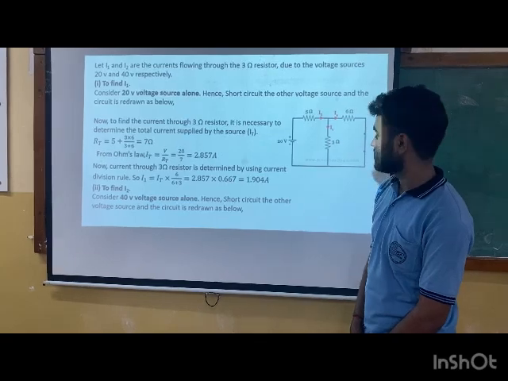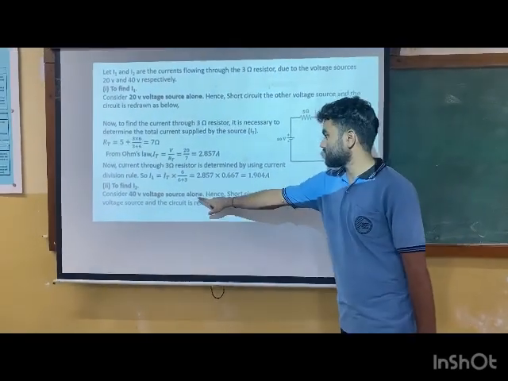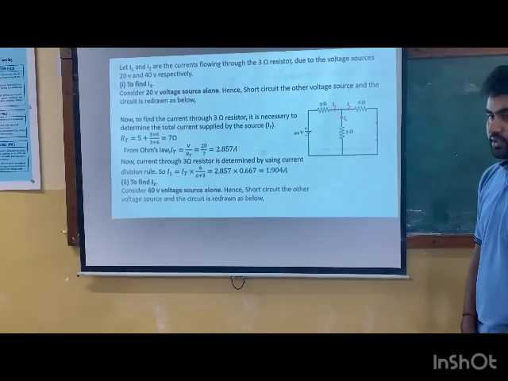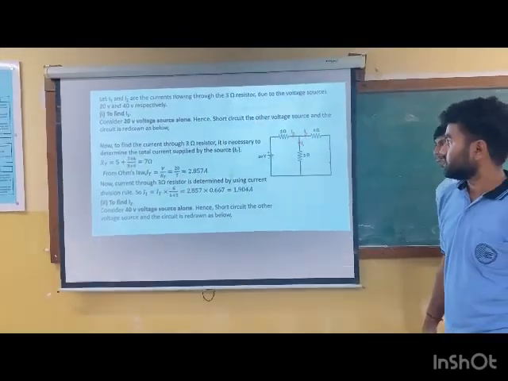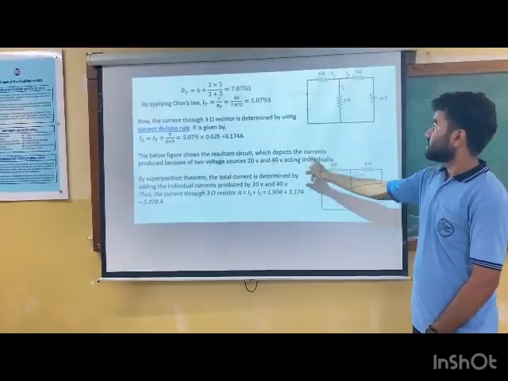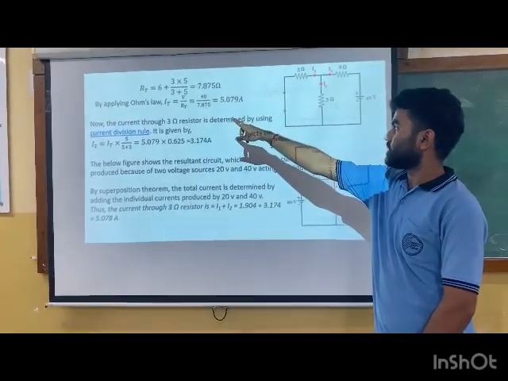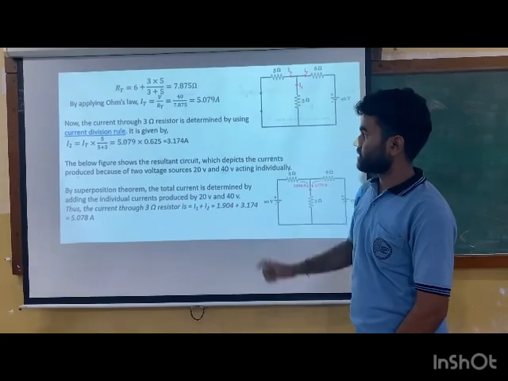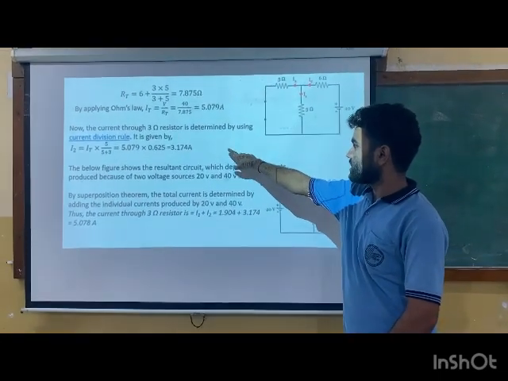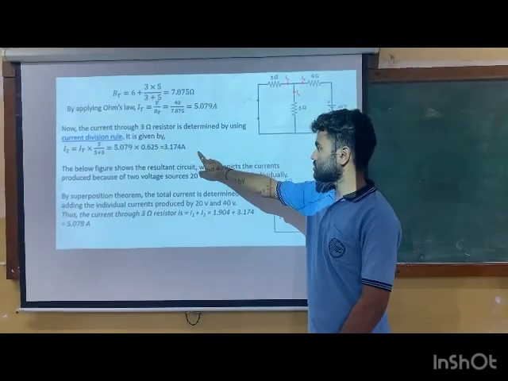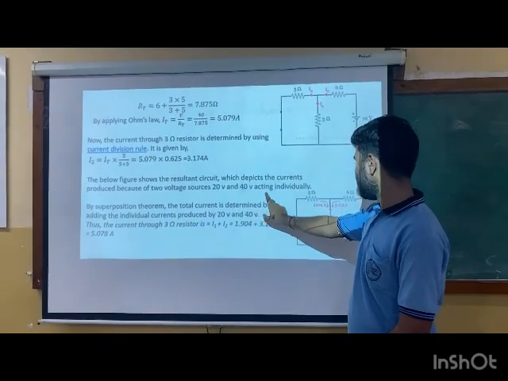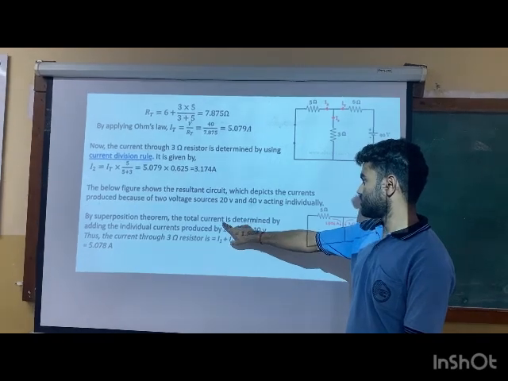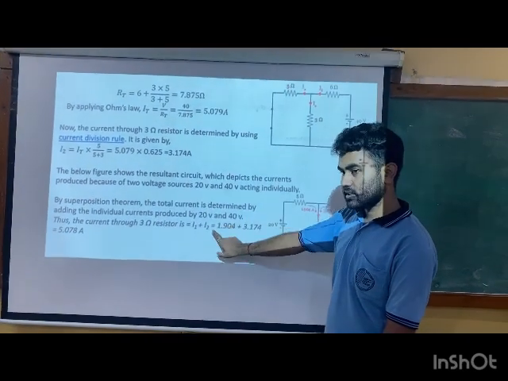Now determine current I2 using the 40 volt source, with the 20 volt source shorted. Same process: we calculate the total resistance, apply Ohm's law to get the current, and then by the current division rule we get I2. By the superposition theorem, the total current is determined.